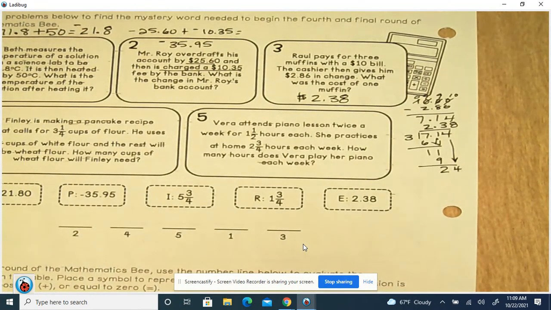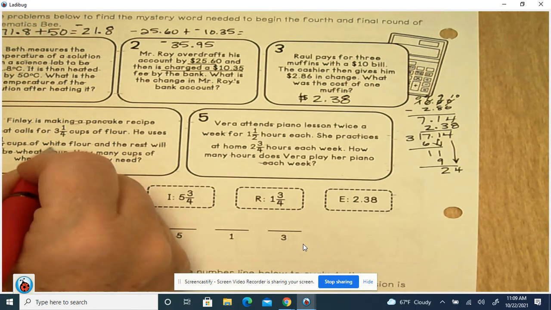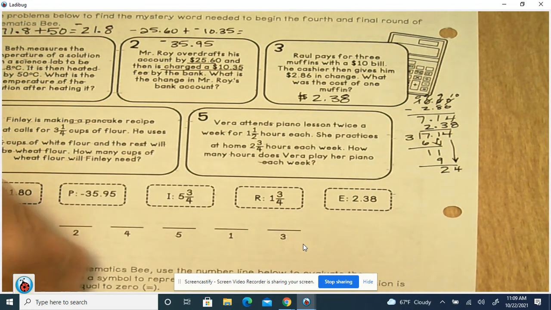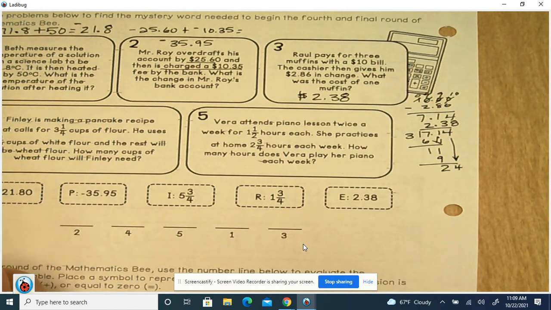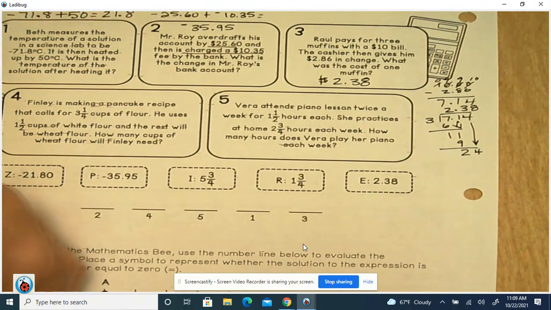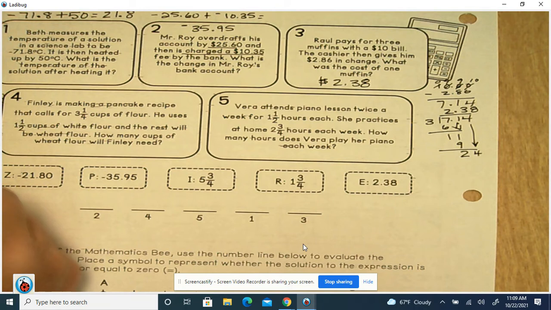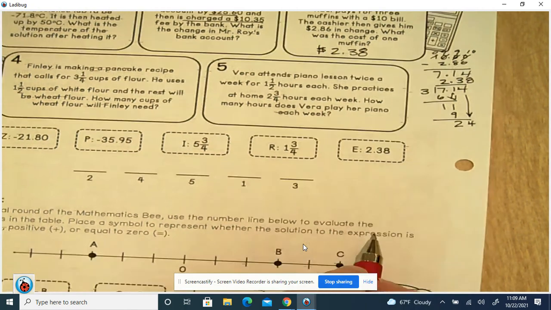Number 4, Finley is making a pancake recipe that calls for 3 1/4 cups of flour. He uses 1 1/2 cups of wheat flour, and the rest will be white flour. How many cups of white flour? So we have to subtract. Right, we've got to do common denominators. 2 goes into 4 2 times. Okay, change the minus to a plus, change the sign of next. All right, we cannot take 2 from 1, so we're going to make that a 2 and add the 4 here, and that'll be 5. 2 minus 1 is 1. 5 minus 2 is 3. So it's 1 3/4.